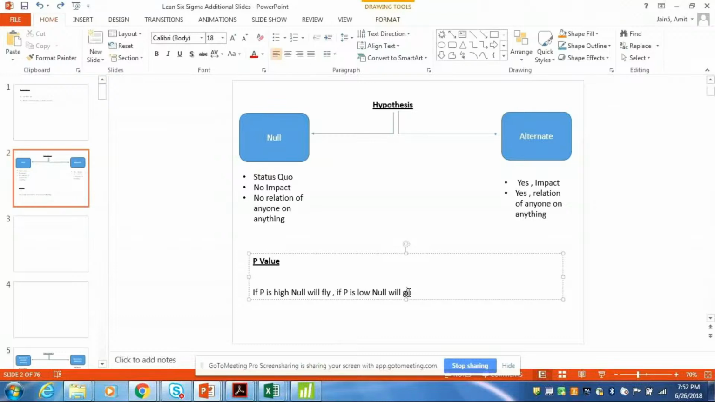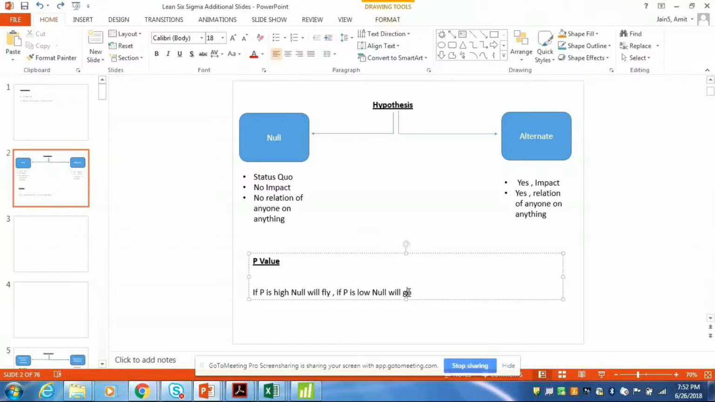So my hypothesis fails, right? You with me? Yep. Okay. Similarly, if it is within that range, as in less than 0.05, that means I can be 95% confident on the result that I'm getting. So that means, yes, there is a relationship. The alternate hypothesis is correct.